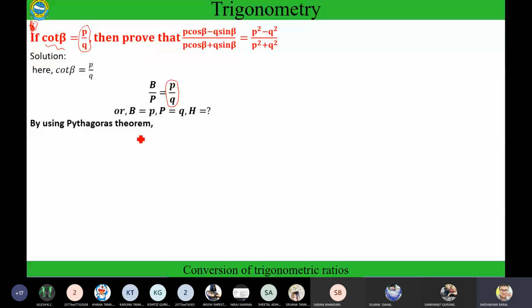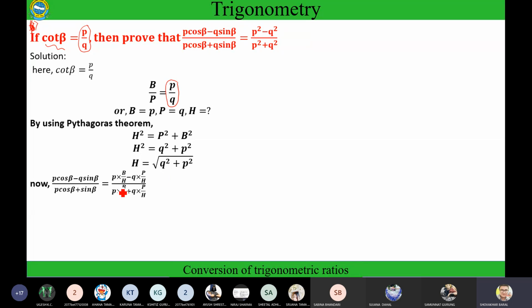So by using Pythagoras theorem, h square equals p square plus b square. h square equals, the value of capital P is q and the value of capital B is p. Don't get confused, don't think of this capital P as the small p again. So h square equals q square plus p square. h is equal to square root of q square plus p square.